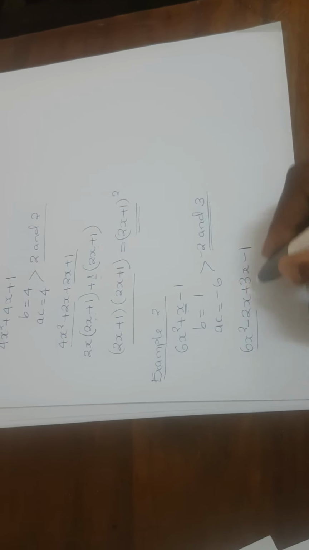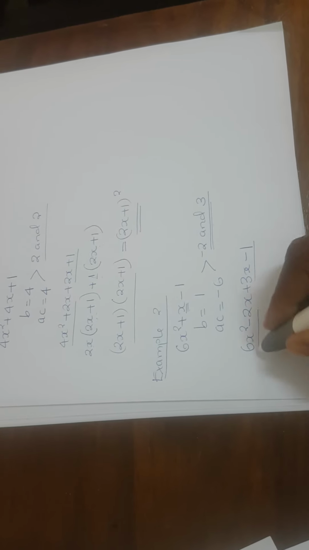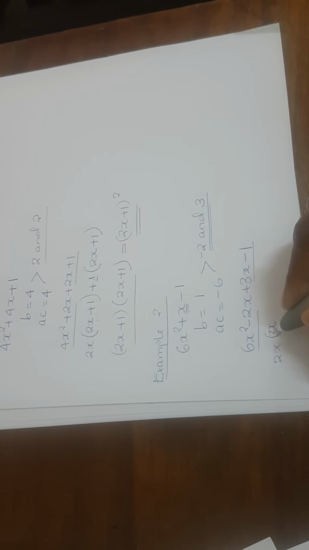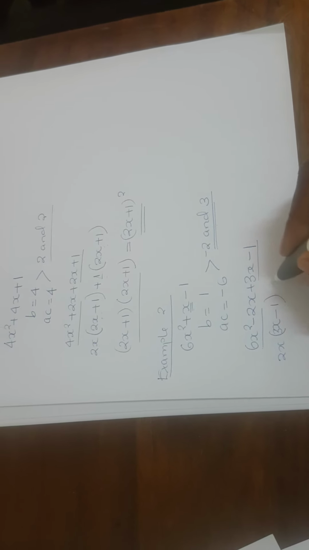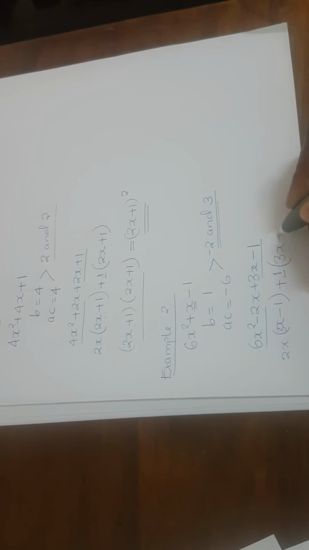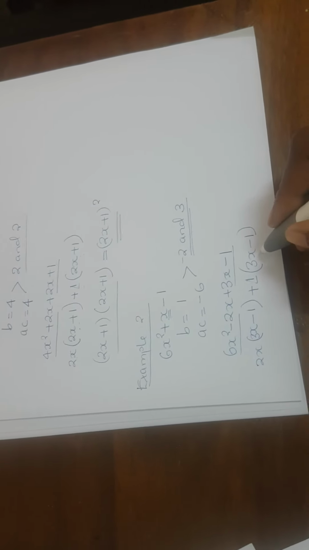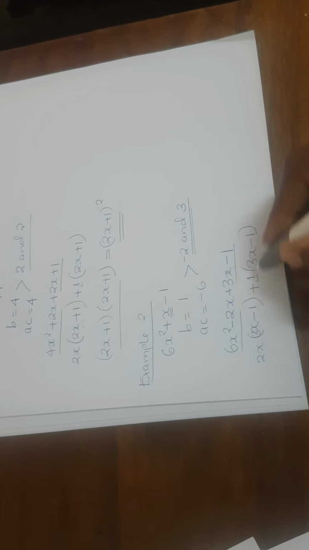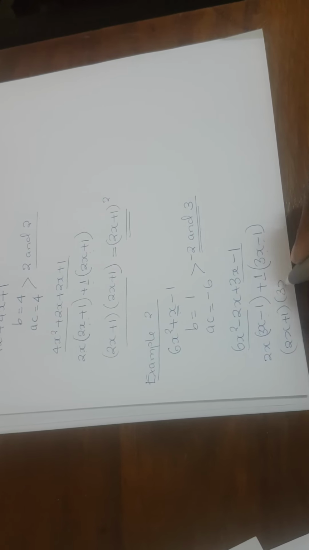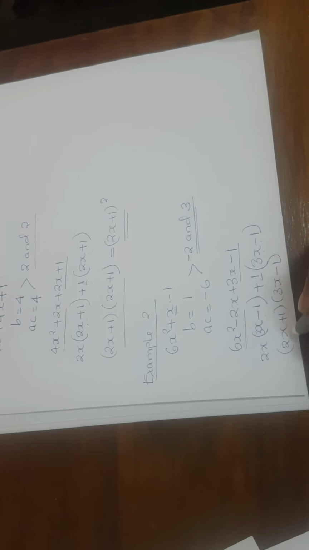Then after that I factorize them in pairs. Here the factor is 2x, so I remain with 3x minus 1. Here I just take one factor out, so I remain with 3x minus 1. Now you can see these numbers inside are the same, so I know that I got it right. So it is 2x plus 1, then 3x minus 1.